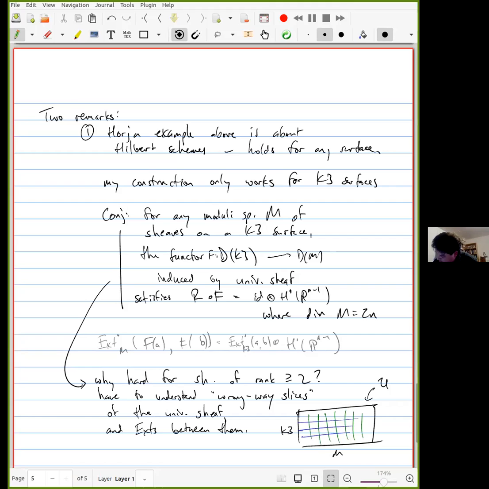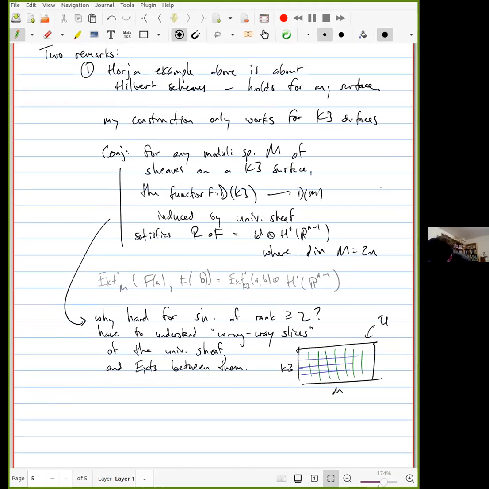And then my second remark is that the geometric meaning of my Hilbert scheme example is pretty obscure.